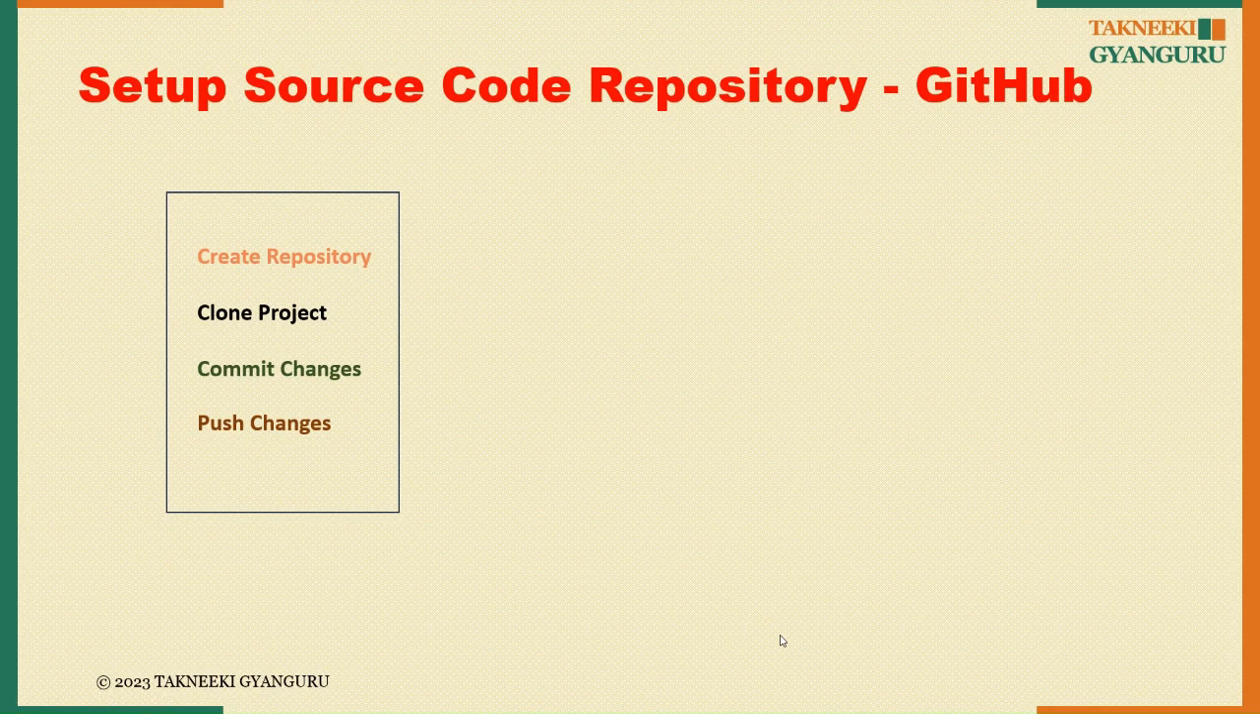Today we will discuss how to set up a source code repository. Especially we will talk about GitHub, where we will log in and create a repository, clone the repository, and download the project from GitHub to our local system. We'll make some changes, create some folders, and then push all the changes into Git or GitHub. So let's move to the demo.